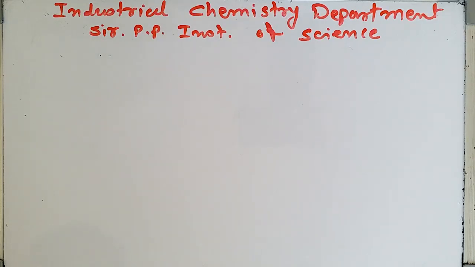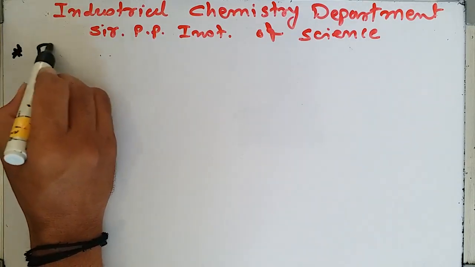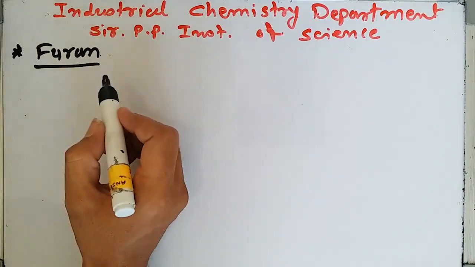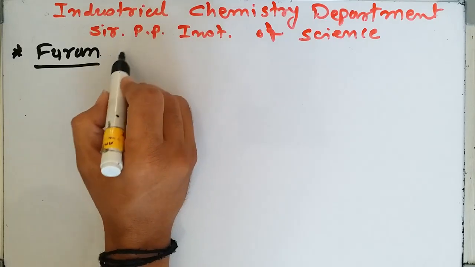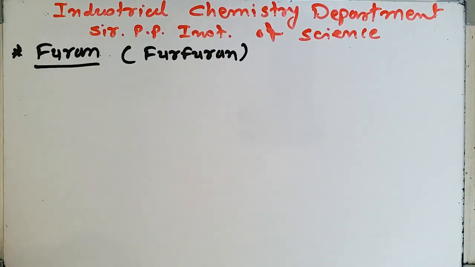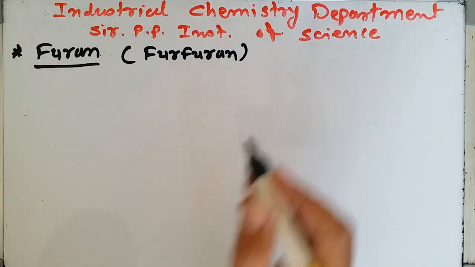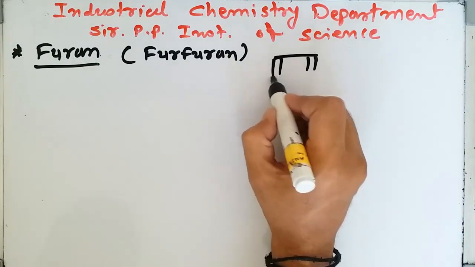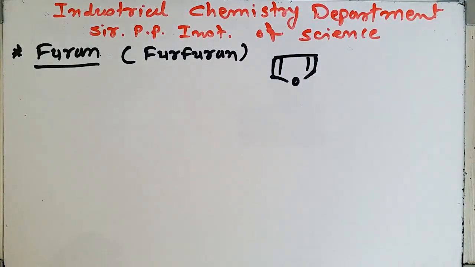Welcome to this lecture. Today we continue with our second heterocyclic compound, furan. It is also known as furfuran. Now we see the structure of furan. The five-member heterocyclic ring containing one heteroatom, oxygen, is known as furan. So this is furan.